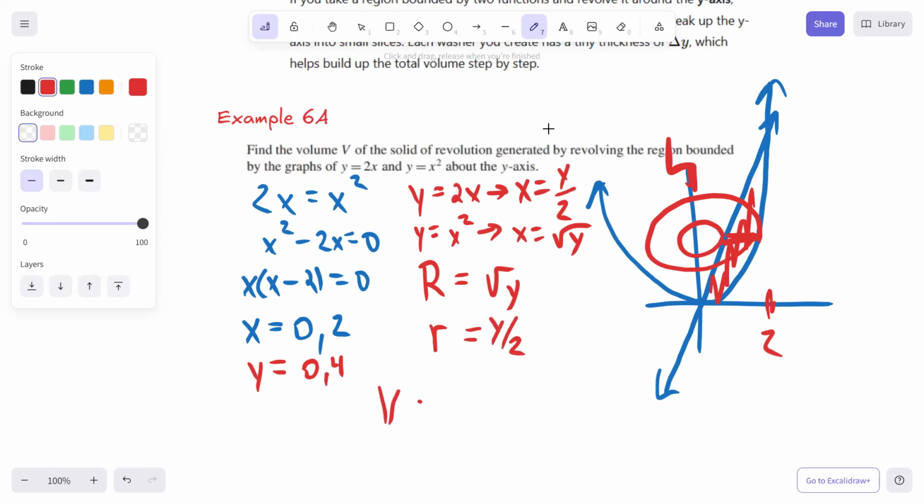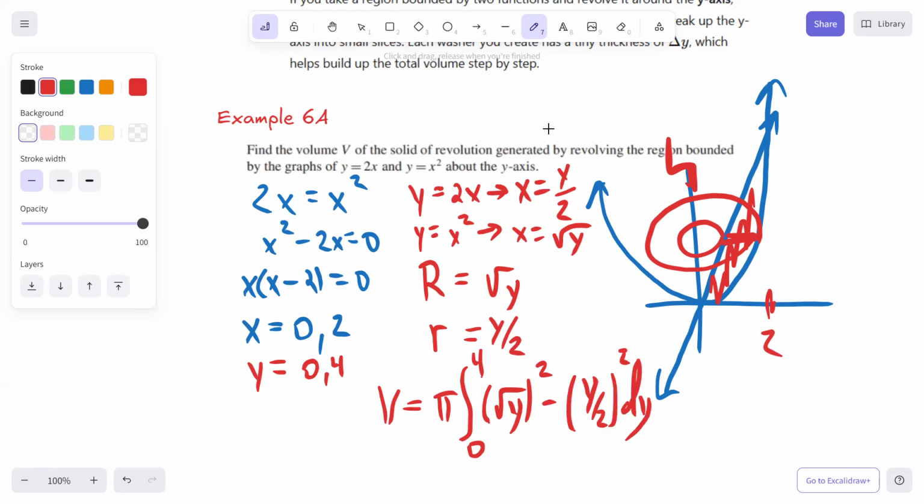So the volume is equal to pi times the integral from 0 to 4, not 0 to 2. Be careful, we're doing this in terms of y, so the limits have to be in terms of y. Square root of y, squared, minus y over 2, squared, dy.